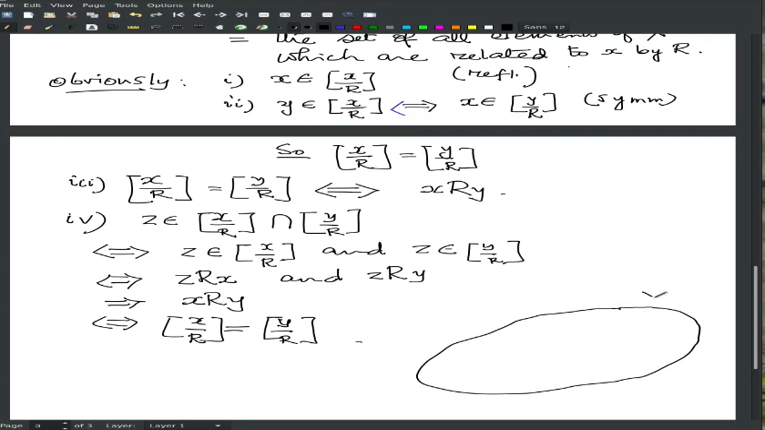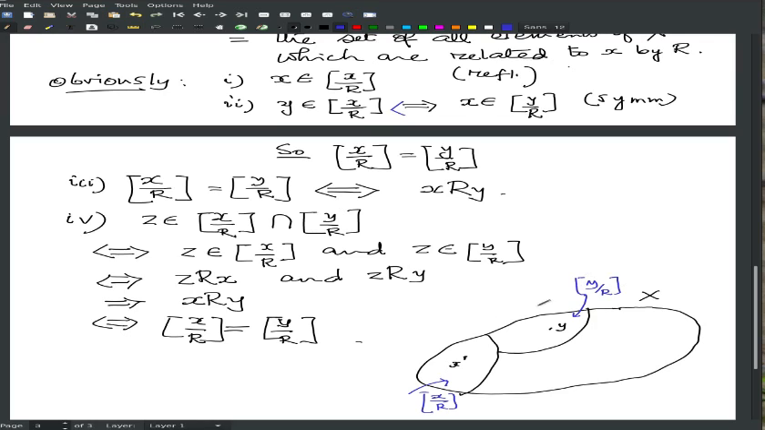So this was your set X. This is x by r. This is the element x. This is the element y, say. So this is your x by r. I'm writing the names in blue. This subset is y by r. So the picture is exactly like this.